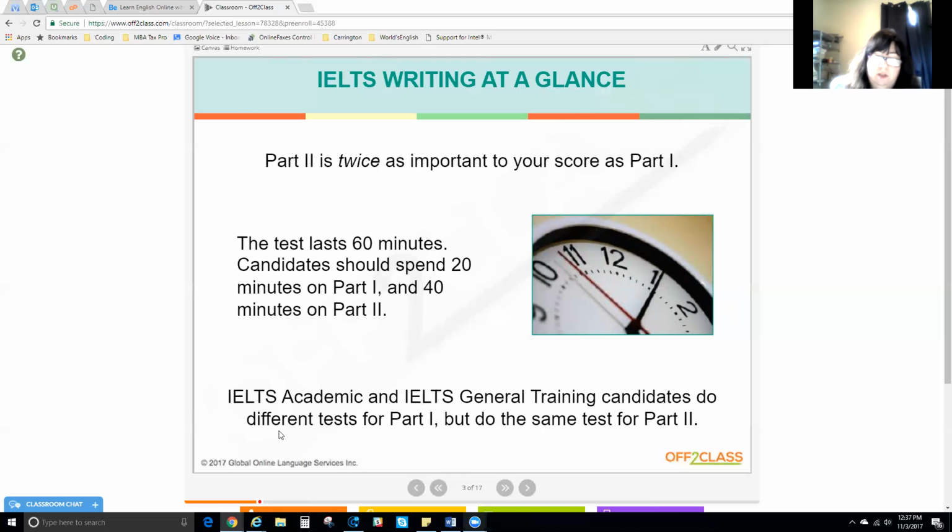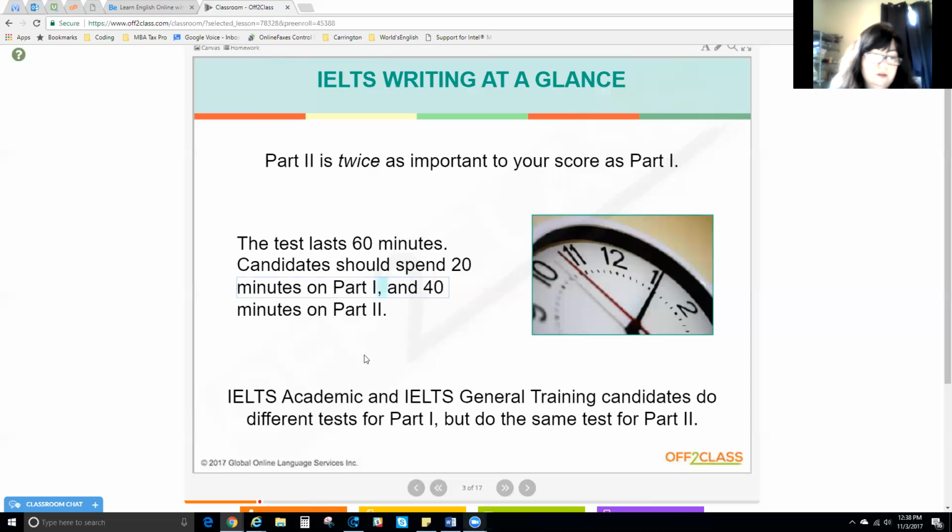Now with regards to the academic and general training versions, the tests will be different in part 1, but you'll do the same test for part 2. So based on that, you can probably guess what will be in part 1. For example, the academic version may have things relating to academic type things like graphs and charts, statistics, and things like that.